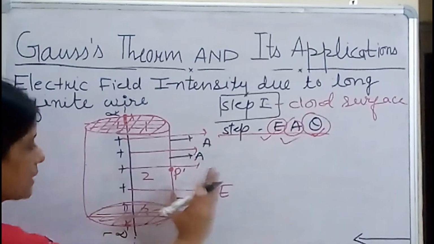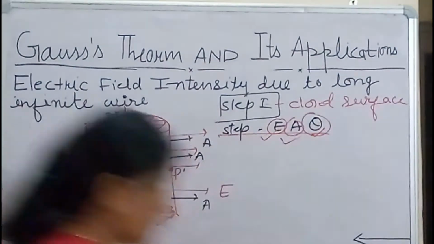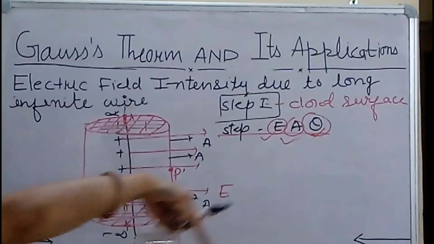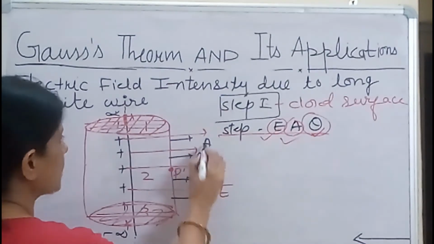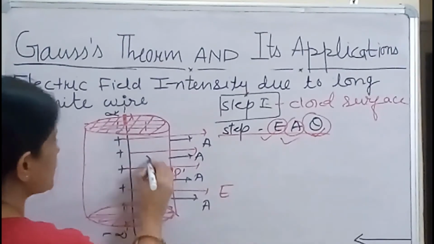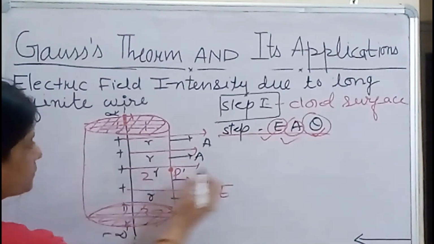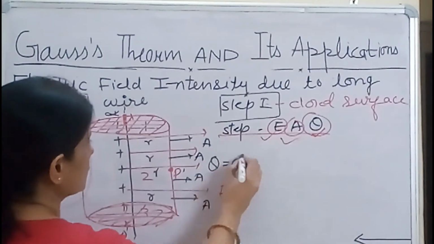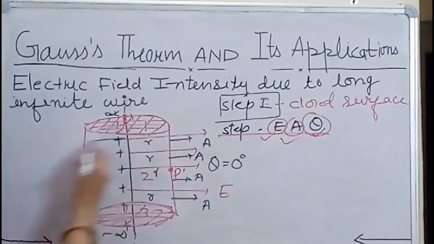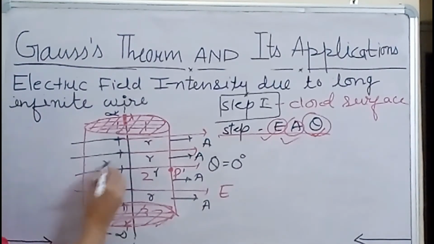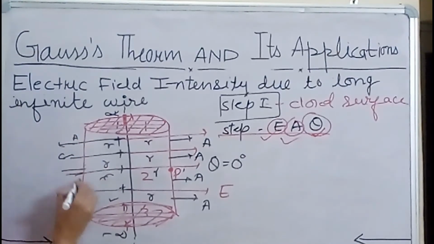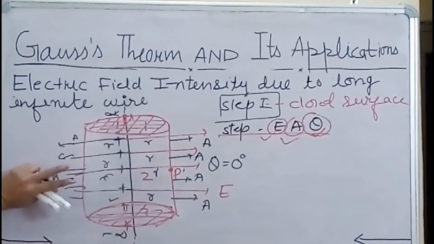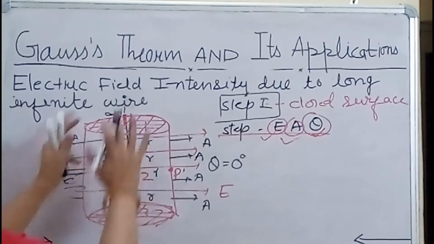Symmetry is there, okay? In the curved surface of the cylinder. This is the curved surface of the cylinder. So all the time E is the same, A is the same, because all the distances are the same. So theta is also 0. Same here, E, A, theta 0. Now step number 2 is clear: symmetry of E, A and theta.